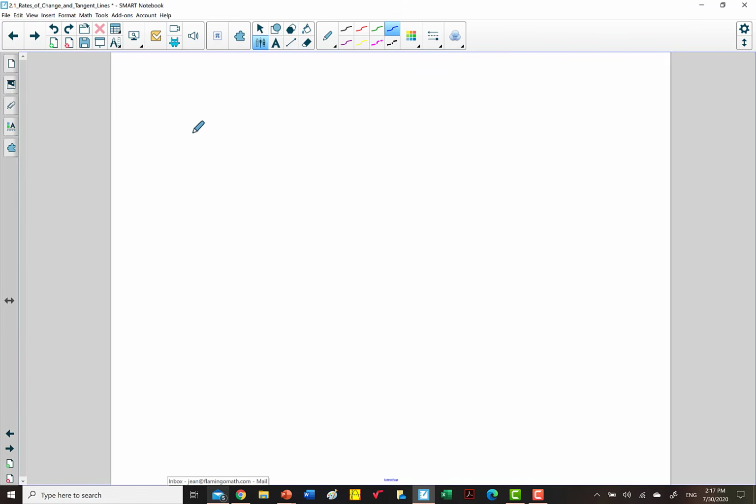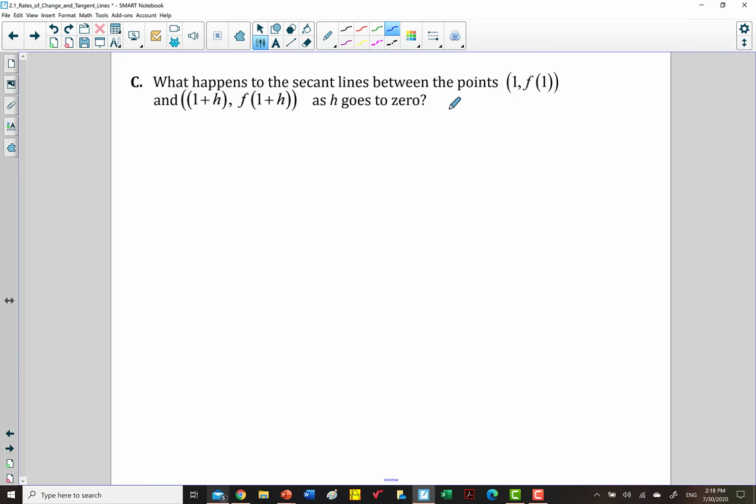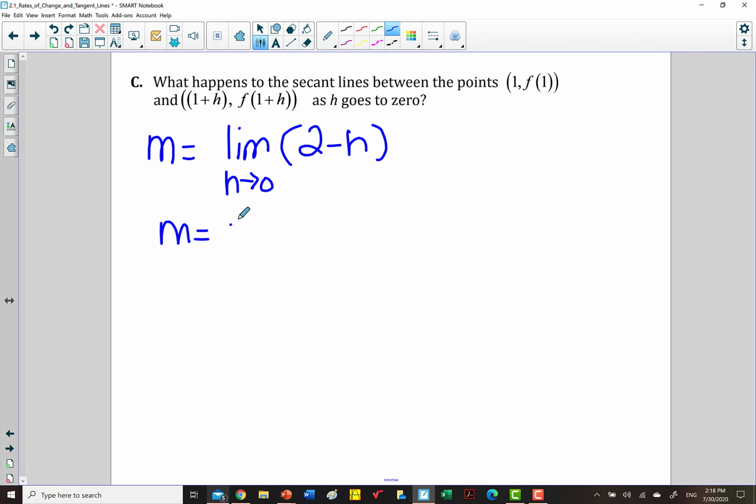So what happens to the secant lines between the points 1 and f of 1 and 1 plus h and f of 1 plus h as h goes to 0? Well, you hear the limit there? What happens as we allow h to go to 0 for that average rate of change? Then the slope is 2. That's what happens. As h goes to 0, our slope goes to 2. Slope of the tangent line.